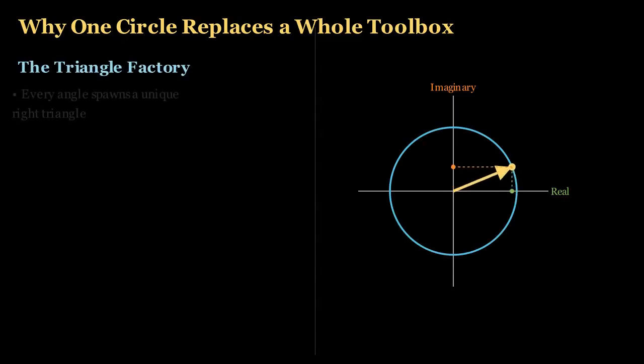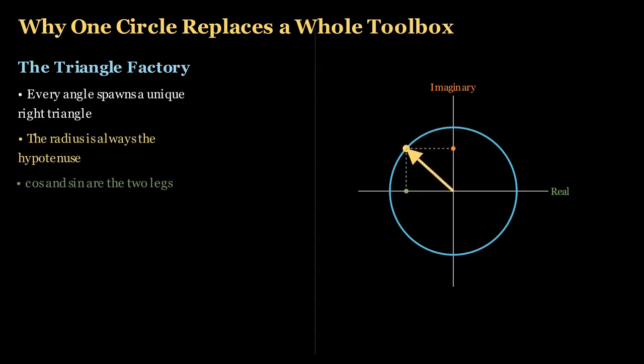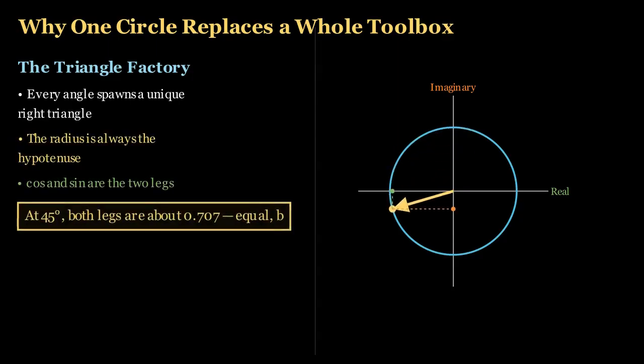We just built the measuring wheel. Now see why it matters. Spin the radius and you instantly create every possible right triangle. The radius stays 1, so cosine and sine give you the exact leg lengths for any angle.